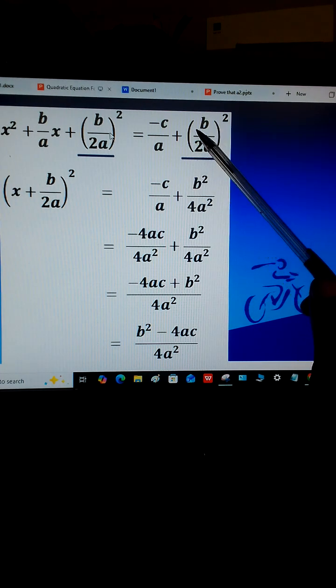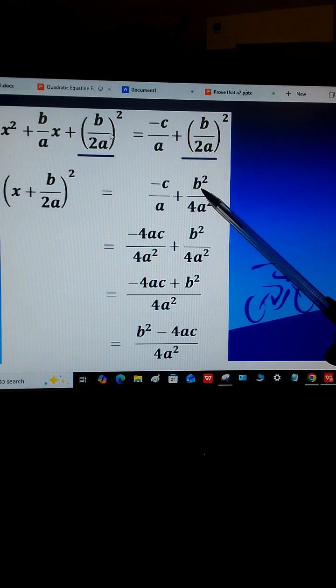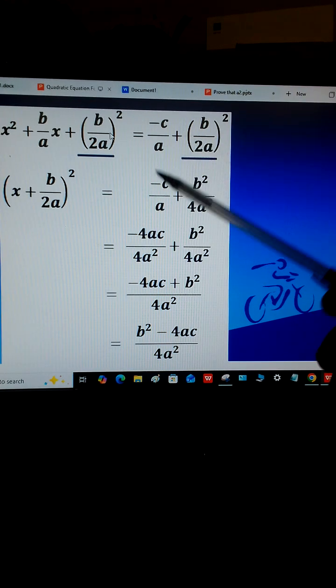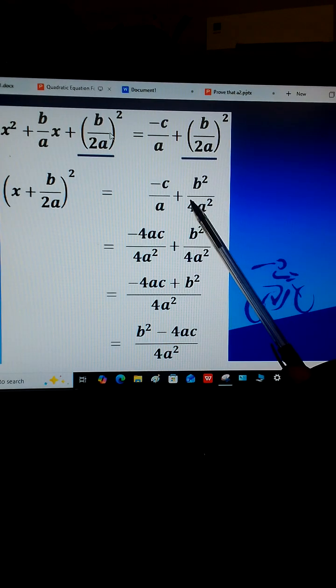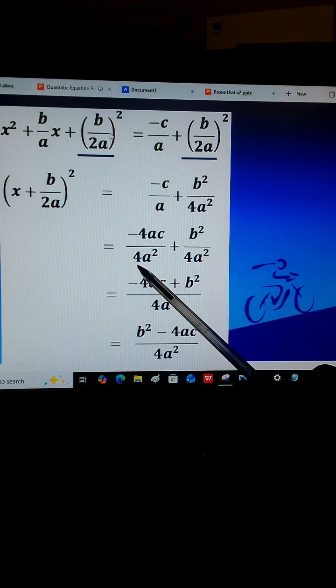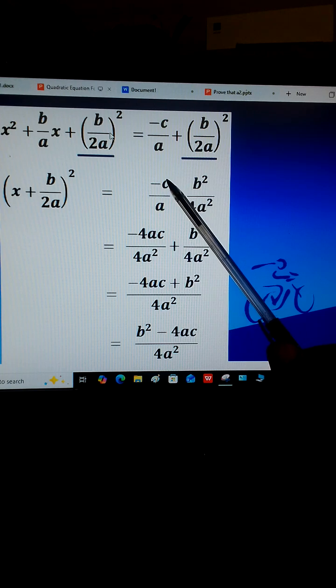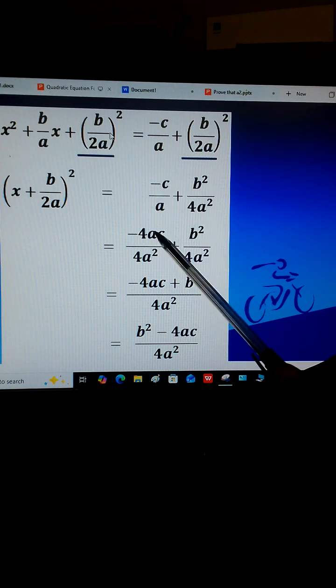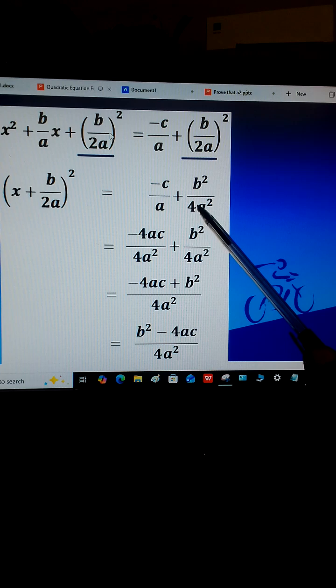So we can square b, squared is b squared, 2a squared is 4a squared. So we have that. And then from there, we can add the two fractions, this and this. We find the LCM of a and 4a squared, which is 4a squared. a goes into 4a squared 4a times. 4a times minus c you get minus 4ac plus this one goes into 4a squared once. 1 times b squared is b squared. So we have that over that and that over that.